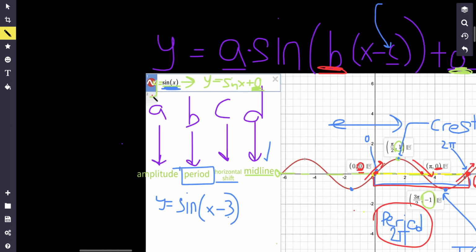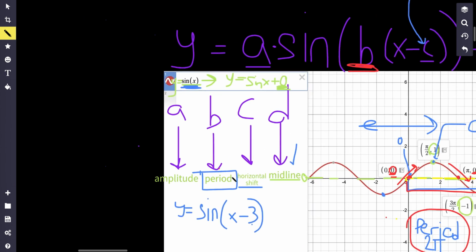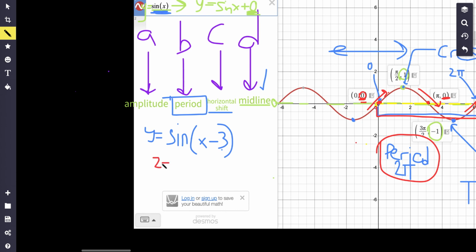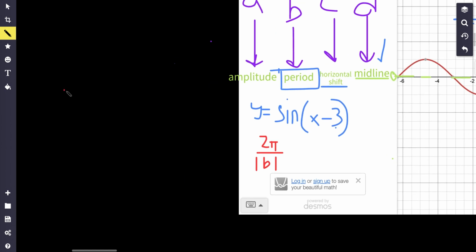So this b term right over here represents the period of the function. And you can actually find out the period of a function using this formula: 2 pi divided by the absolute value of b. For example, let's say I have the equation y is equal to sine of 2x. How will you find out the period of this graph?